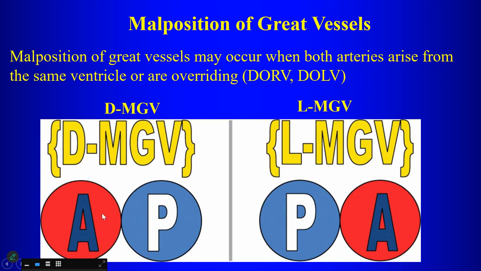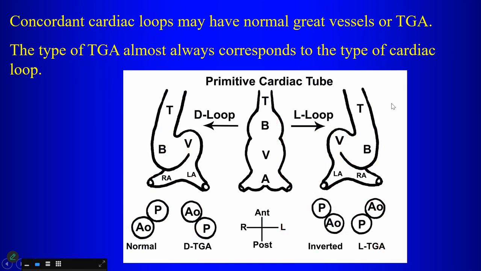Usually if it's a D loop, the aorta is to the right. If it's from an L loop, the aorta is to the left. So with this malposition, usually we're talking about a double outlet ventricle, and the aorta and pulmonary artery tend to be side by side rather than have an anterior posterior relationship.